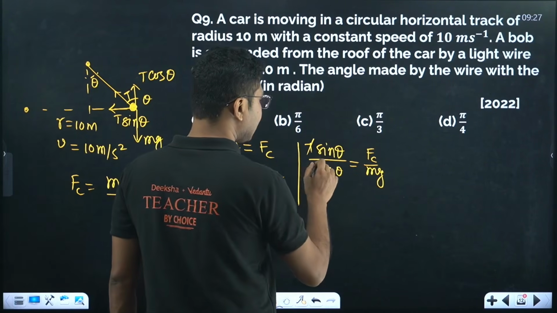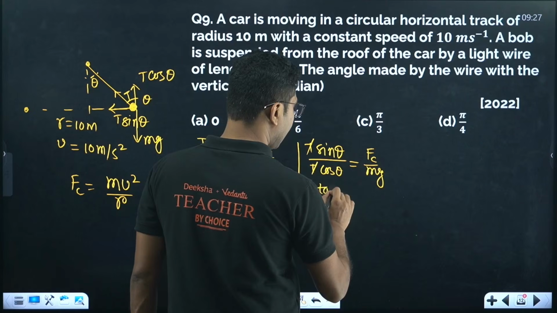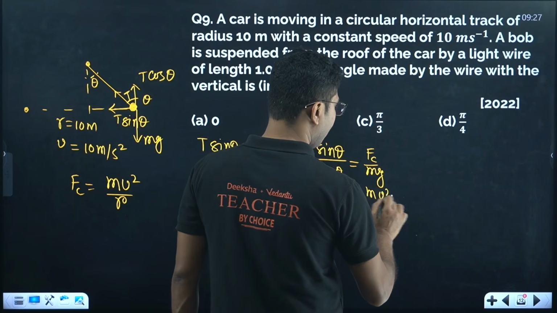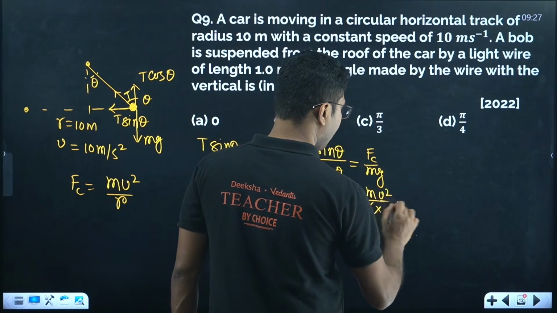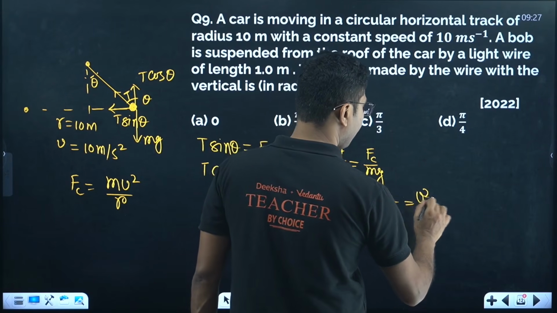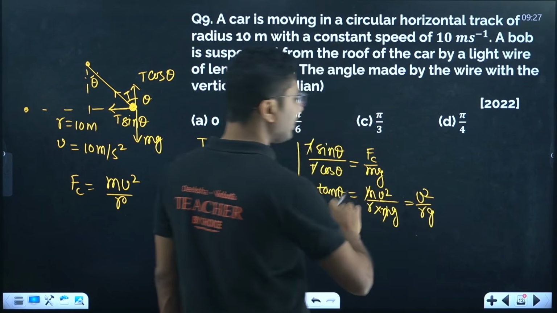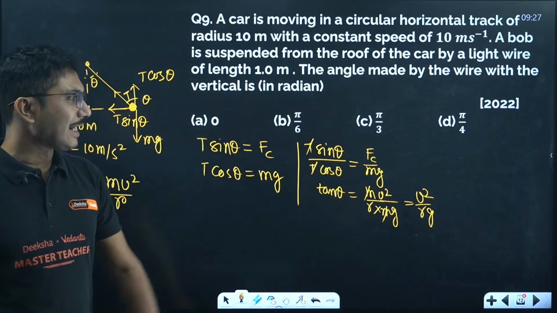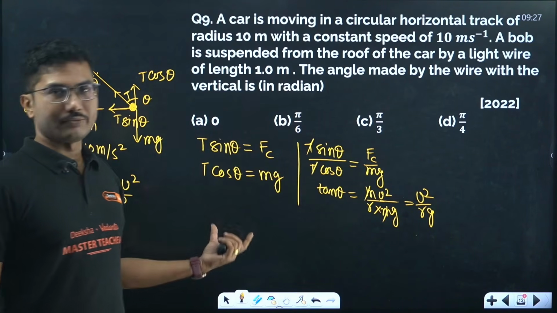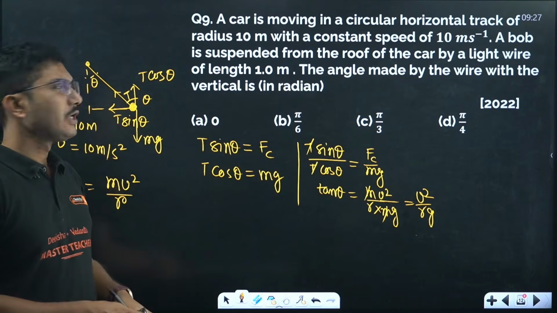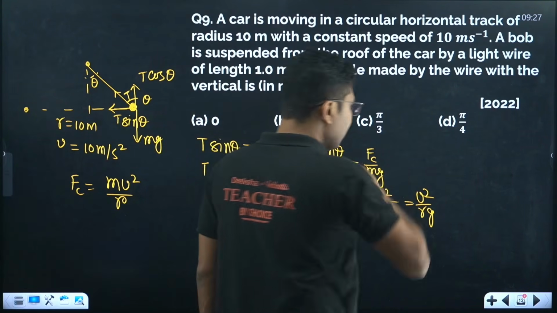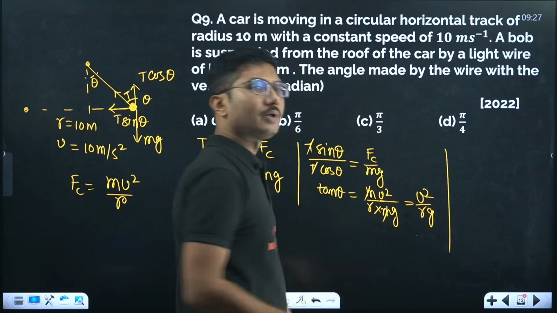So T cancels and you get tan theta equals mv square by r into mg. The m cancels, so you get v square by rg. Some books use this as a formula. This is actually not a formula; you have to arrive at it this way. So if you know this, draw this diagram, simply write this and simplify it. If you remember the formula, good.